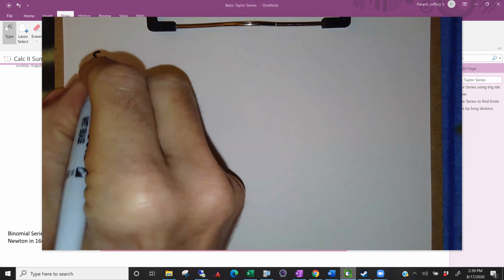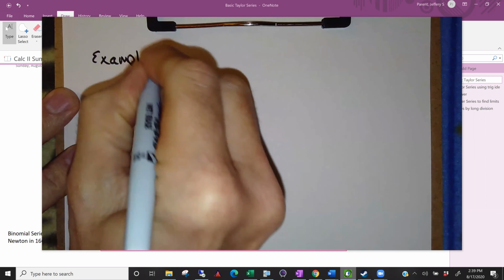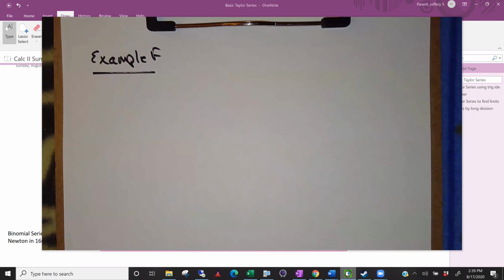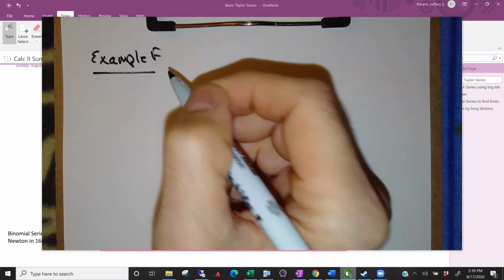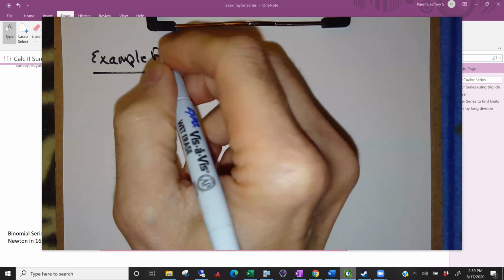Example F. You guys ready for an easier problem? Yeah. No? Yes? Oh, okay. All right. I wasn't sure. I was like, oh, all right, I can take out a harder one.